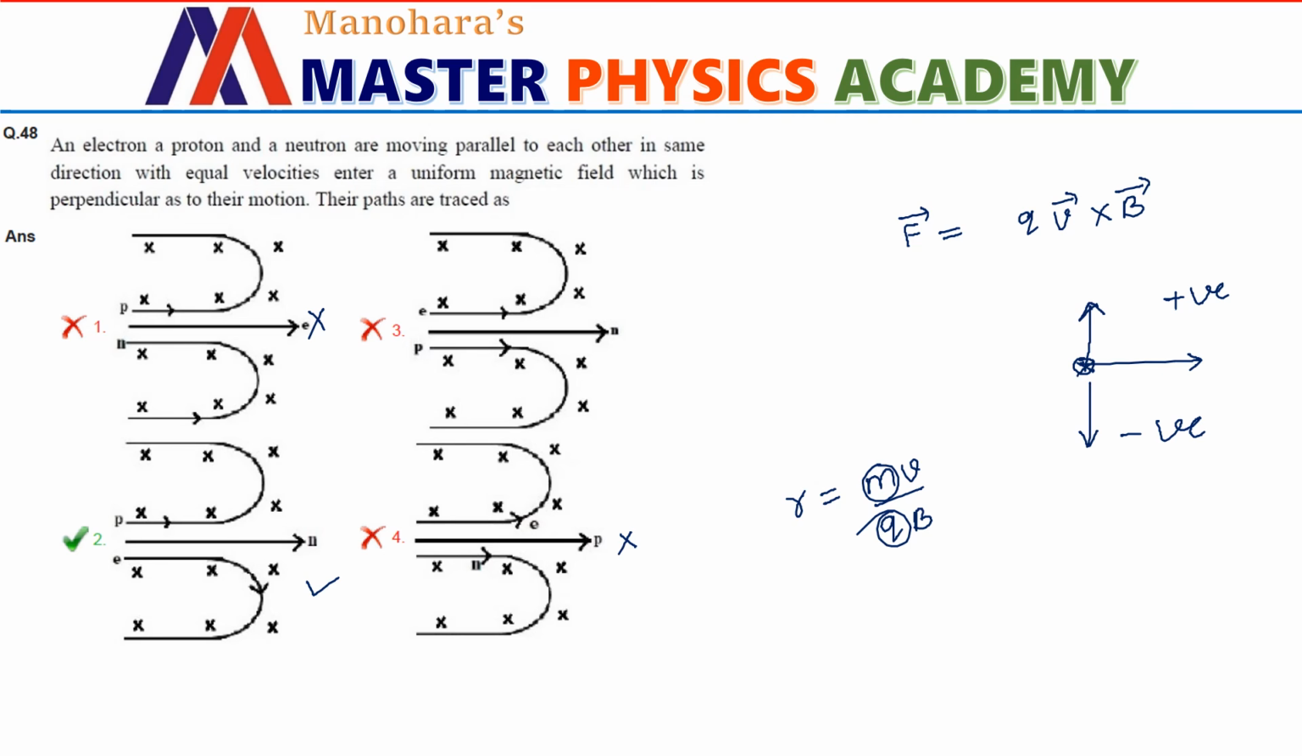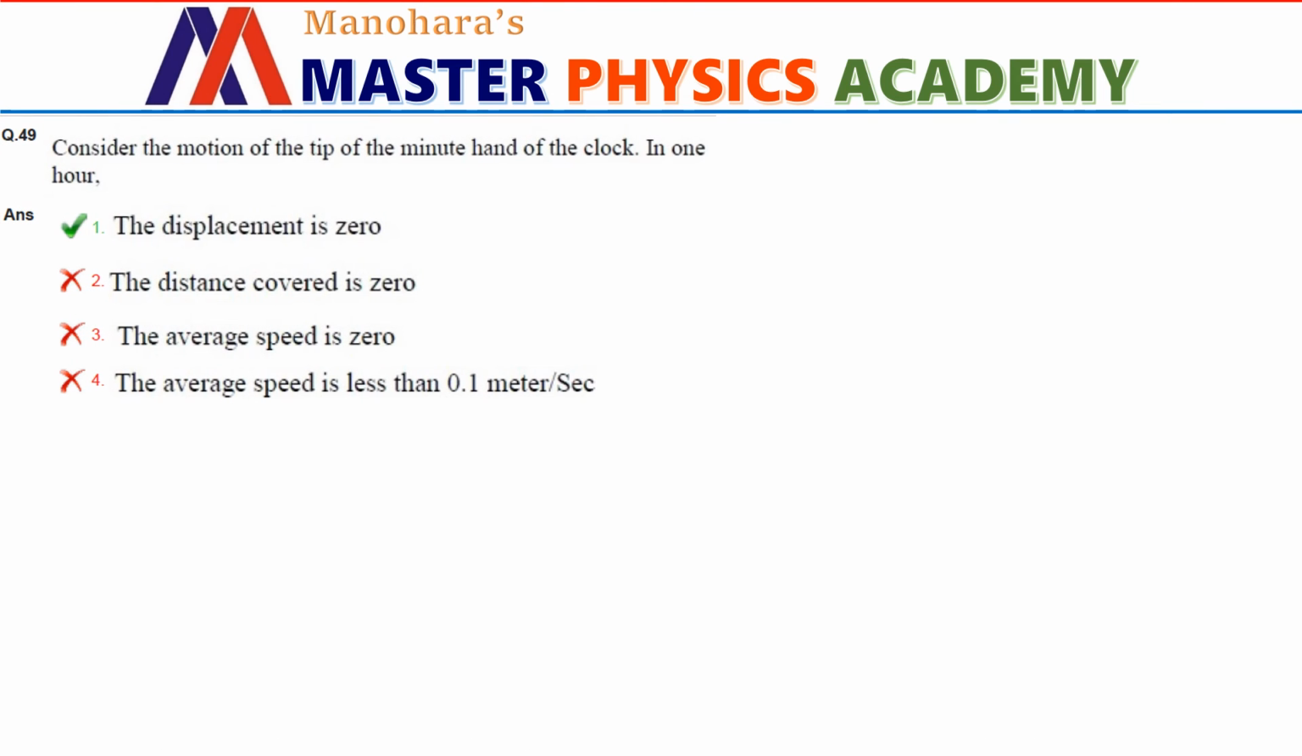So let us move on to question number 49. Here we have: consider the motion of the tip of the minute hand of a clock in 1 hour. We know that the minute hand will start from position 12. In 1 hour it will come back to the same position. So the tip position will be the same after 1 hour. Displacement is a physical quantity defined as the shortest distance between the initial position and the final position, which is going to be 0 in this case. Hence option 1 is the correct choice.